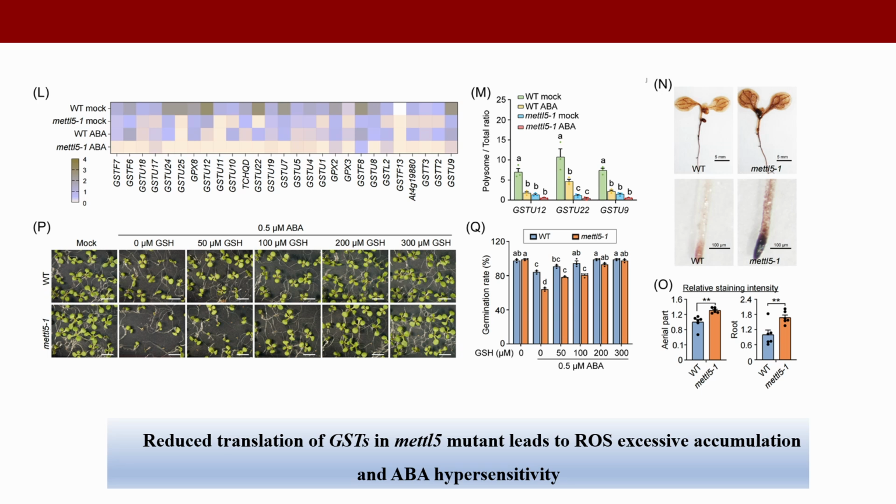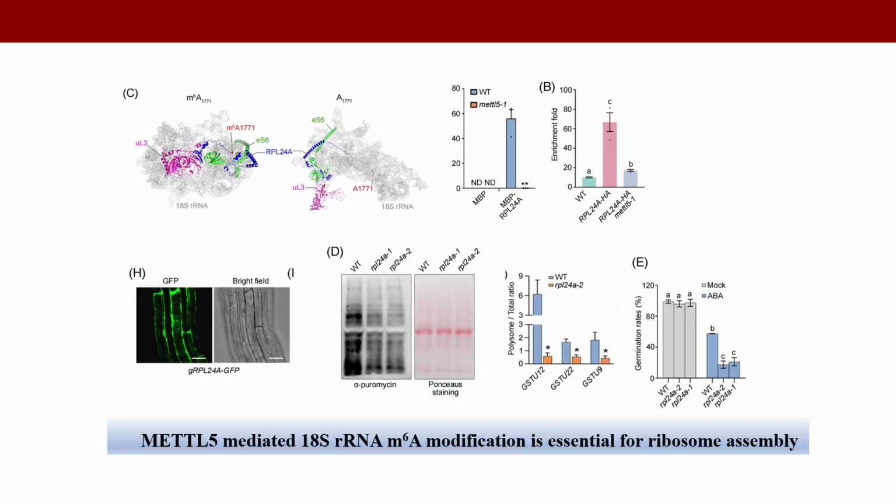DAB staining indicated mettl5 mutants accumulated significantly higher levels of ROS in root tips and leaves compared to wild type. Exogenous addition of GSH suppressed the growth inhibition caused by ABA in mettl5 plants. 18S rRNA m6A1771 is located in the h44 loop of 18S, which interacts with the large ribosomal subunit protein RPL24.